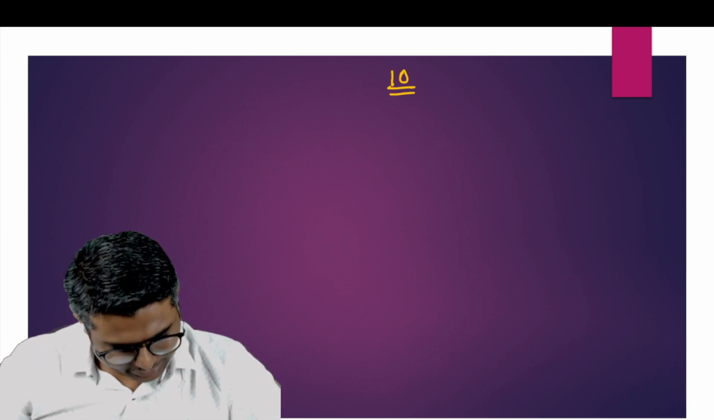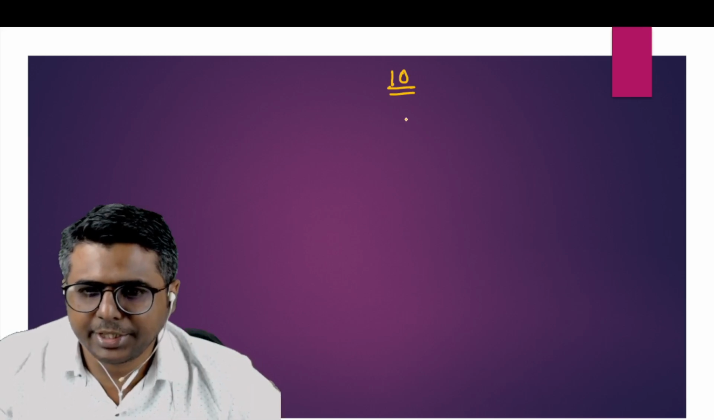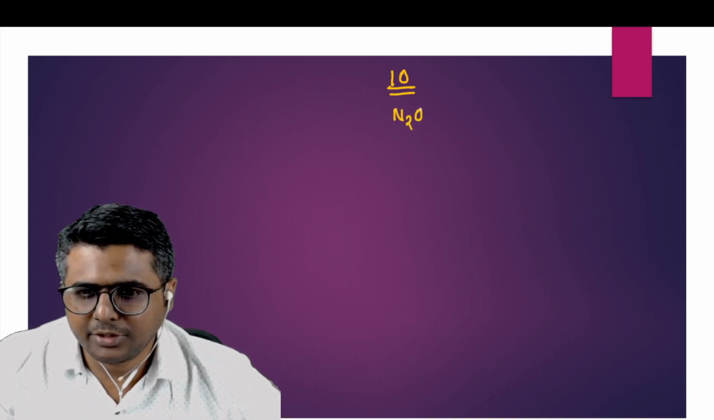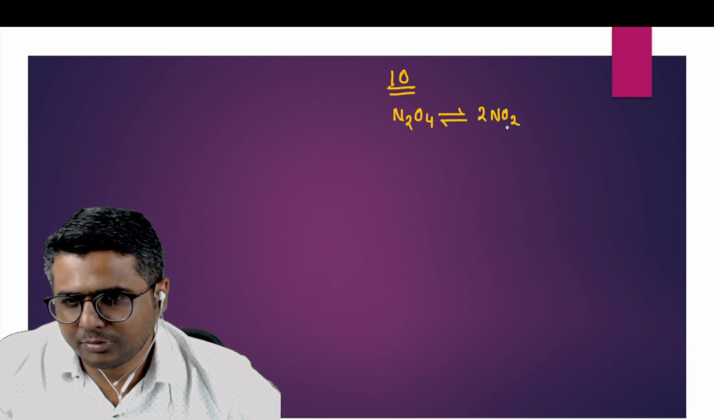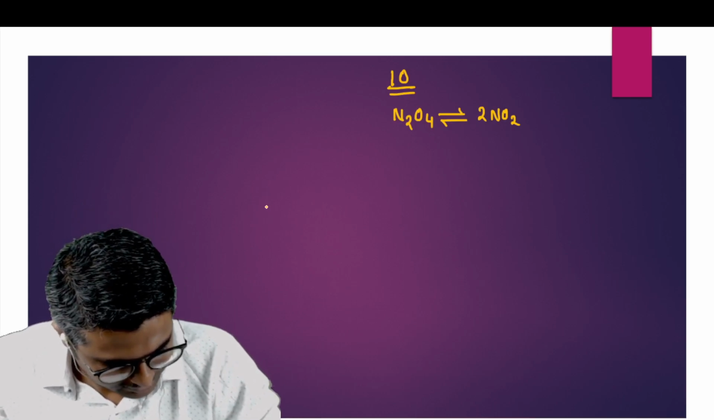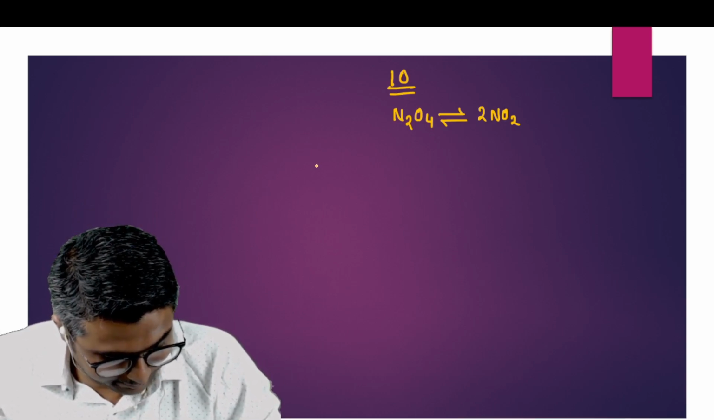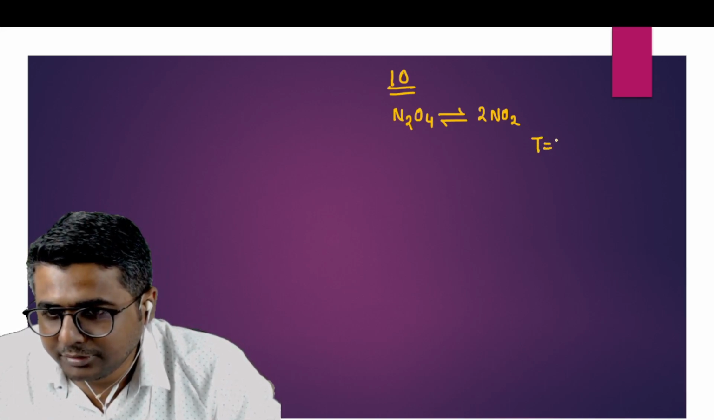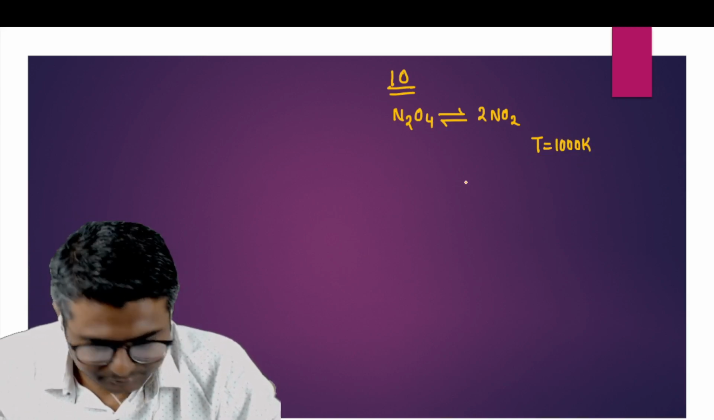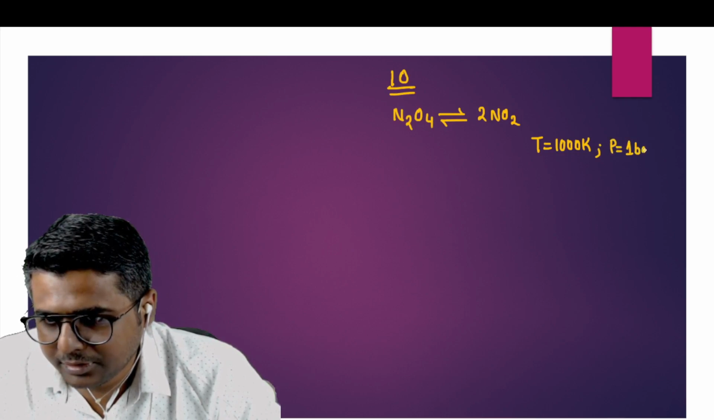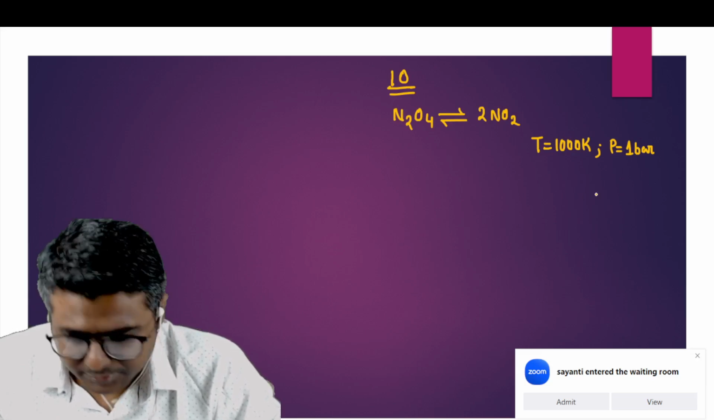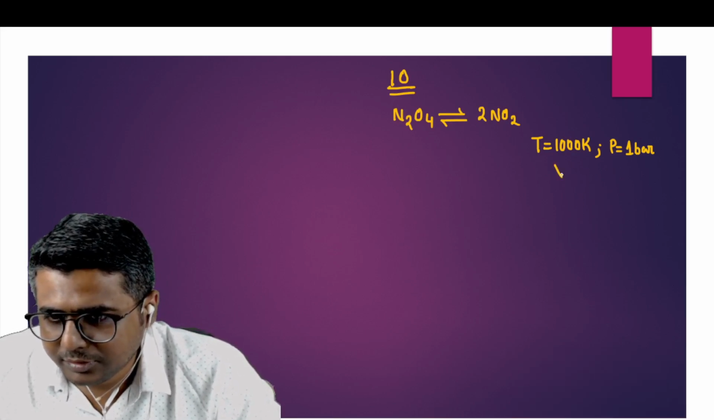So let us first understand what is number 10. Number 10, an equation is given, N2O4 reversible 2NO2. This total equilibrium setup is at temperature equal to 1000 Kelvin. Total equilibrium setup pressure is 1 bar. Total volume is 5 liter.